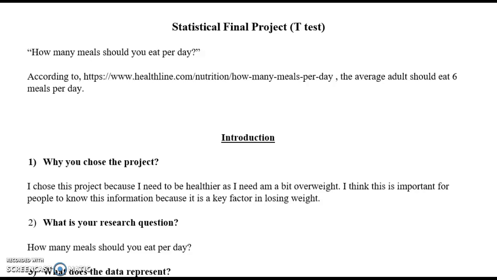Why I chose this project? I chose this project because I needed to be healthier as I am a bit overweight. I think this is important for people to know this information because it is a key factor in losing weight.